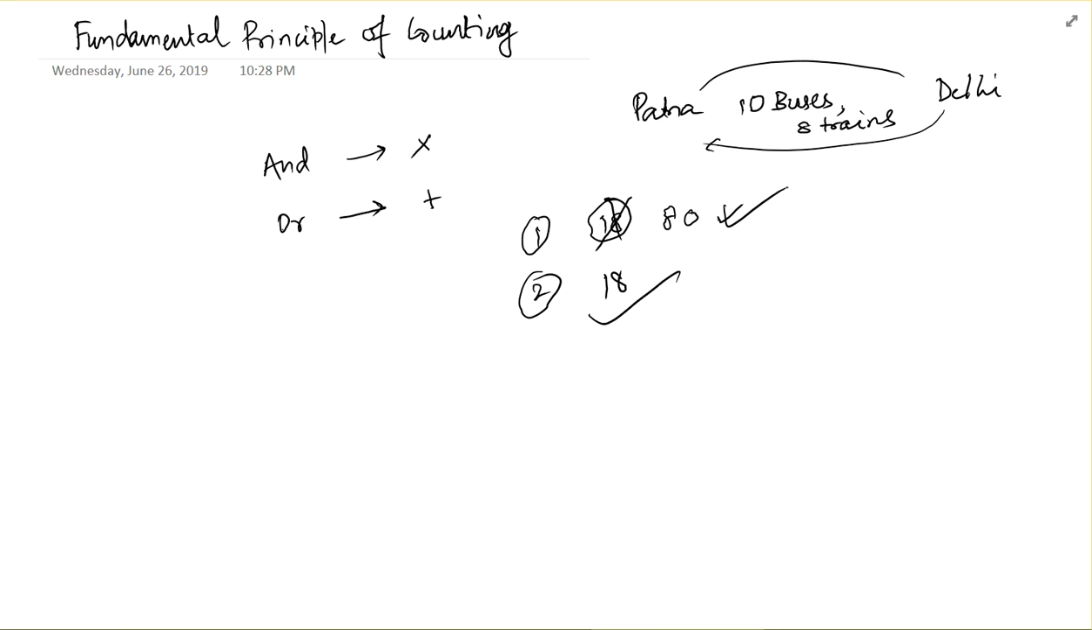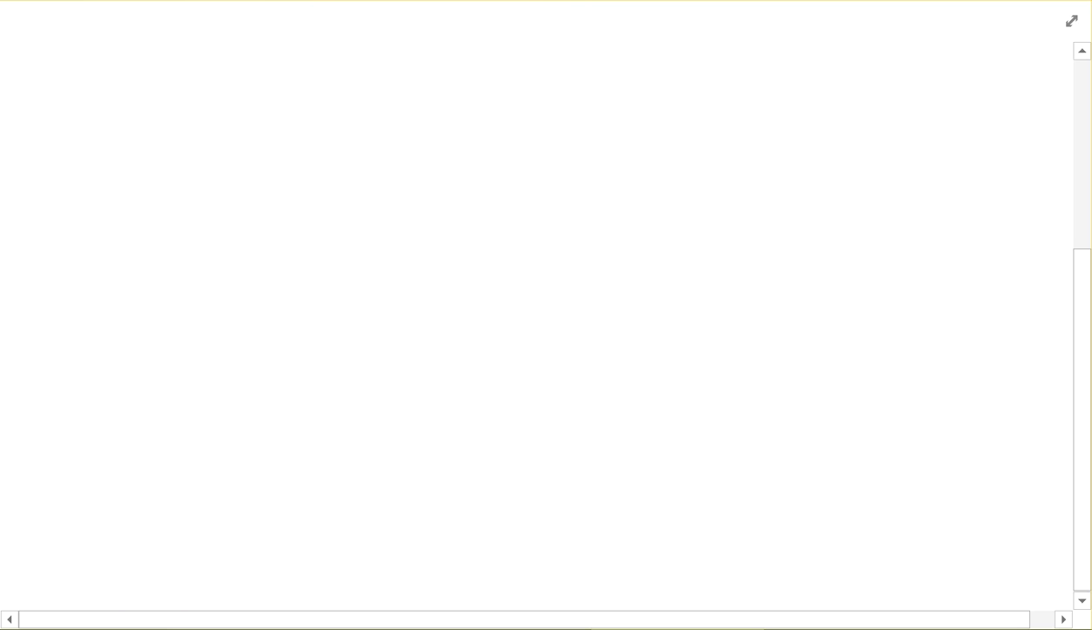So in some cases we will be multiplying things where there will be and, and in other cases we will be using addition where there will be or. So this is the fundamental principle of counting you have to be aware of. Now I'm giving you an example.